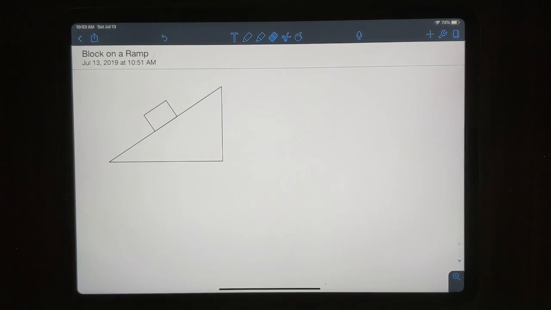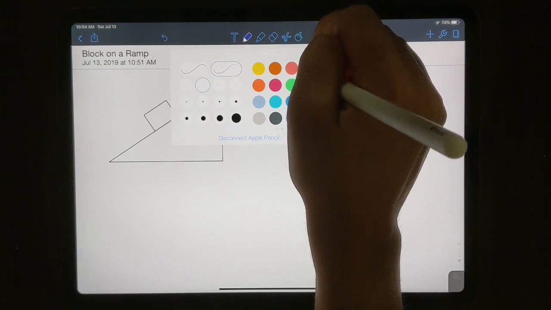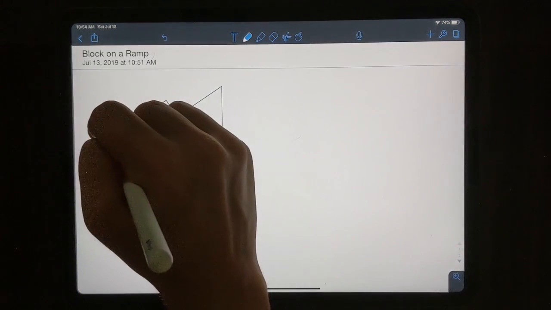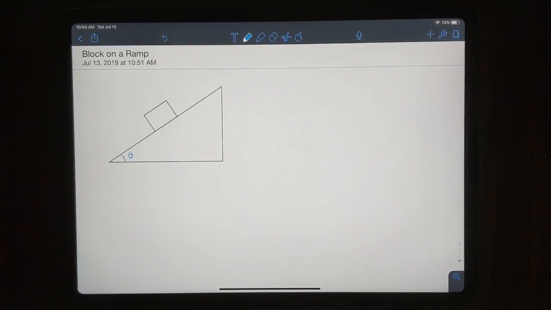I've got a block on a ramp, and you guys have seen this problem on the quiz and in the practice problems. You're given either the angle and you're asked to find the acceleration or maybe the normal force, or vice versa, you're given the acceleration and asked to find the angle. Either way, no matter what you're asking for, the setup is going to be more or less the same. The big question is, how does our angle theta relate to the forces acting on the block? So the first question we want to ask ourselves is, what forces are acting on the block?